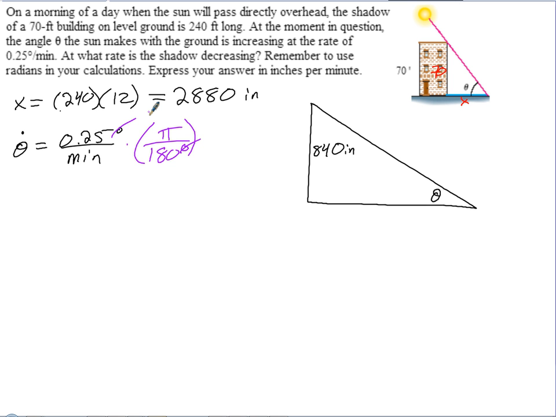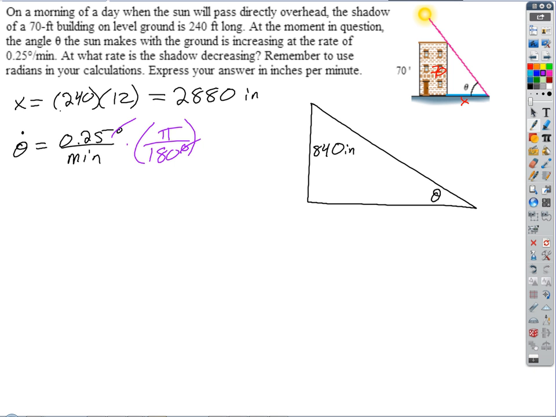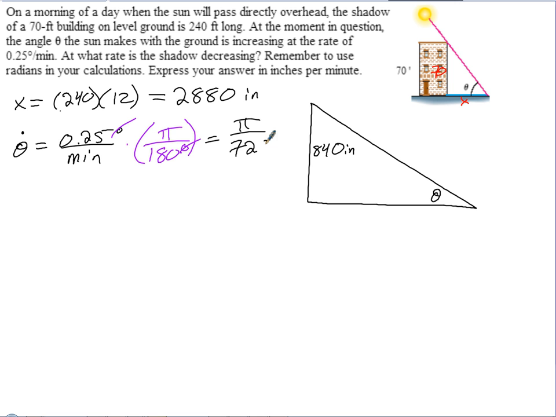And so if we do that, what do we get? Let's see, 4, so that's going to be 0.00138, pi over 45, hold it, no, that's not right. Is that going to be 1/4? So we're going to get pi over 720. Pi over 720 radians per minute, right?